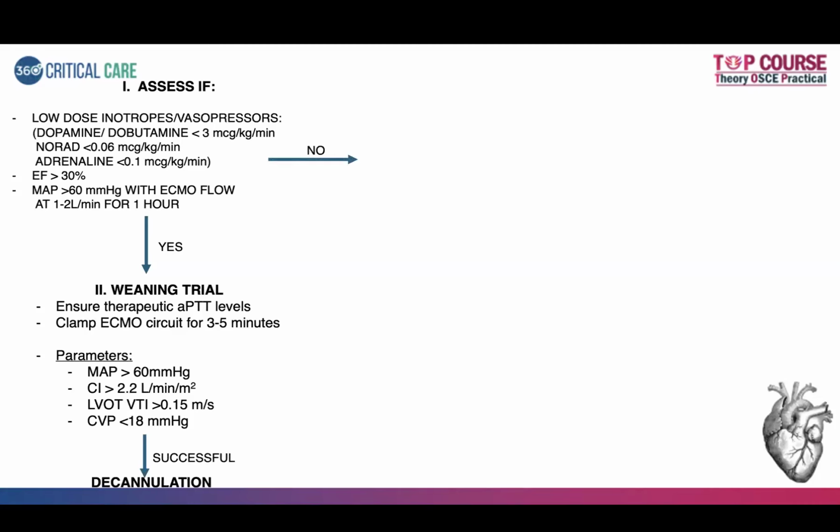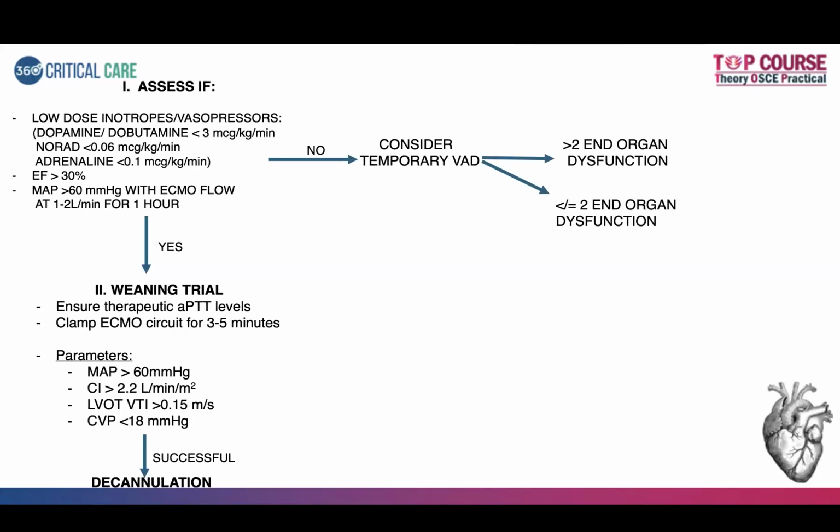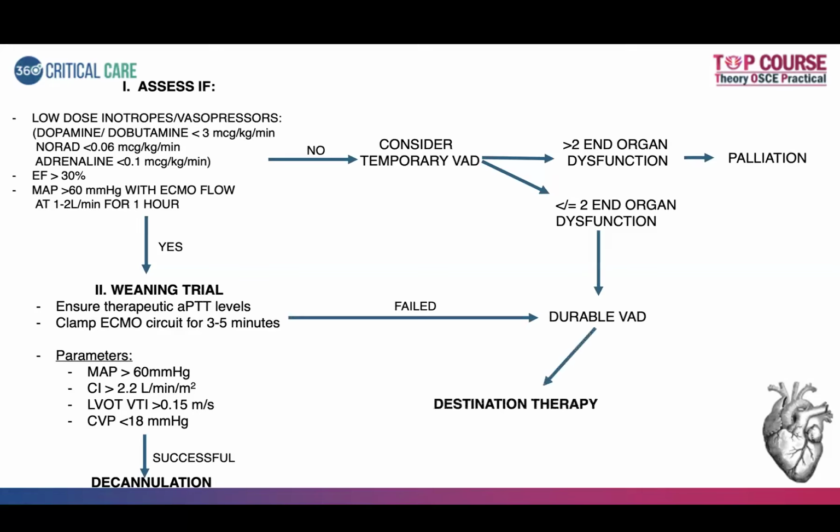But if the patient requires high vasopressors and inotropes, the ejection fraction is low, MAP is low, then you have to consider a temporary VAD. So if the patient has more than 2 end organ dysfunctions, then you need to go more with palliation, because the outcome is not going to be very favorable. But if there are 2 or fewer end organ dysfunctions, then you can consider a durable ventricular assist device. Or if the weaning trial has failed, but the patient is on low supports, then in that scenario also you can consider a durable VAD.